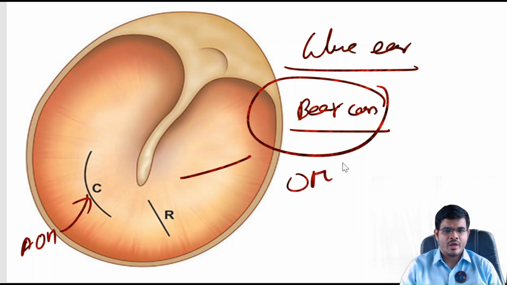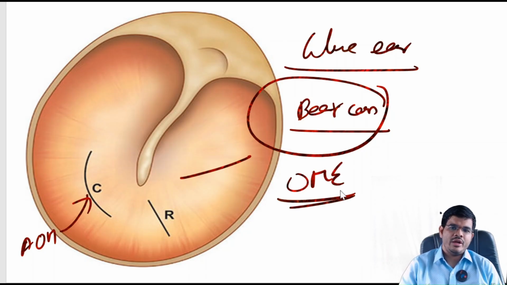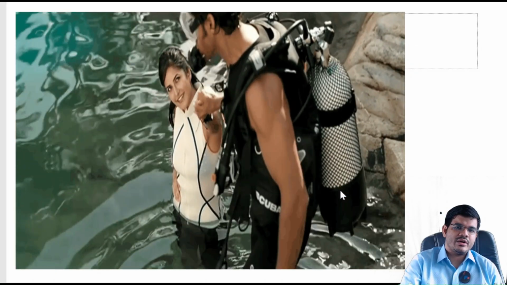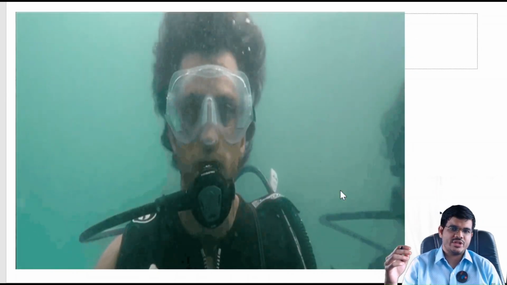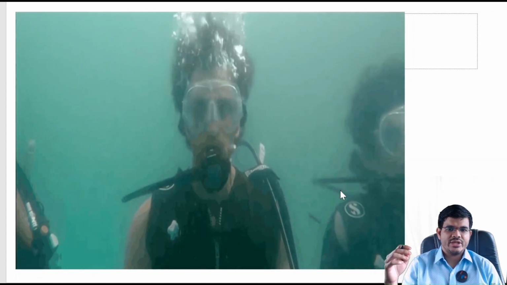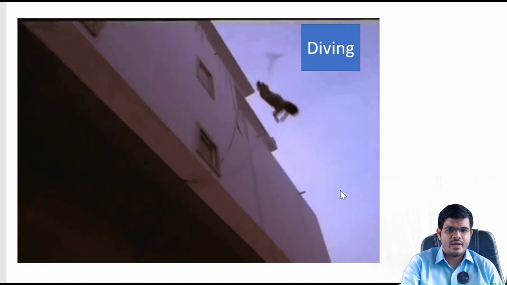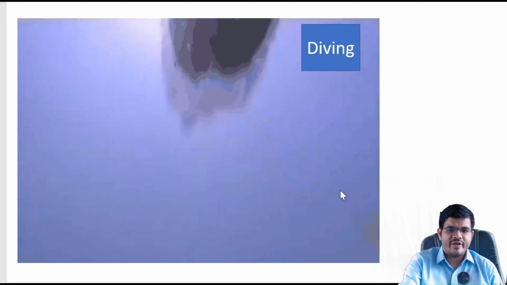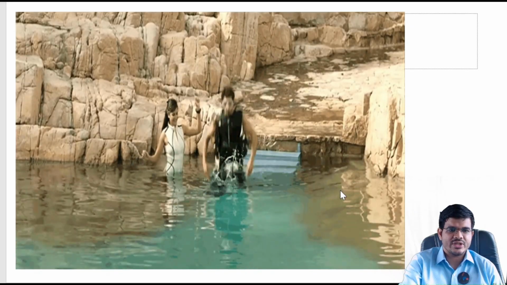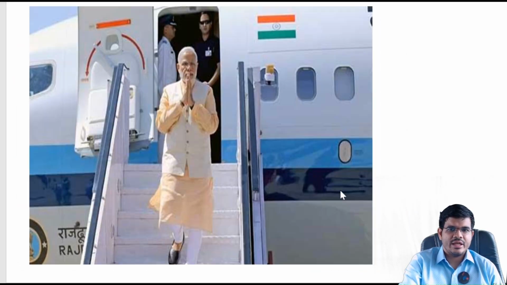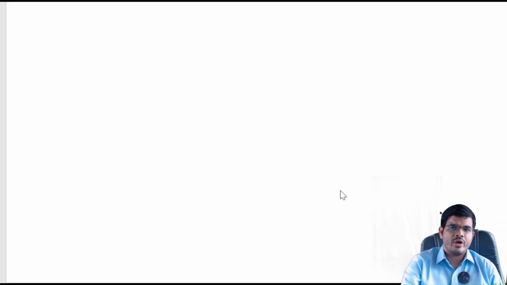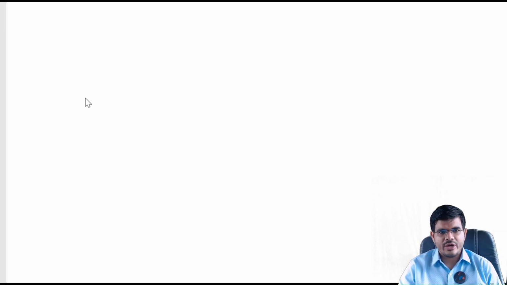otitis media with effusion. Okay, now there is another condition which occurs due to eustachian tube dysfunction that you have to know about. What is that? That is otitic barotrauma. Okay, what is happening in otitic barotrauma? When you are diving or when you go scuba diving, as seen like this, what is happening? The pressure is increasing suddenly, right? Even during air travel, when you are descending suddenly, there is an increase in pressure. Okay, so when there is an increase in pressure suddenly, what will happen?